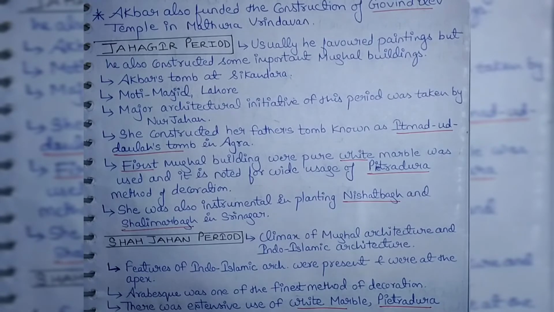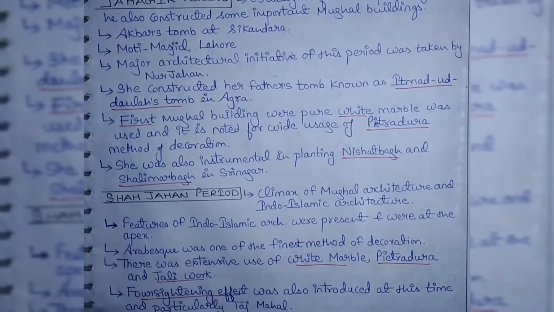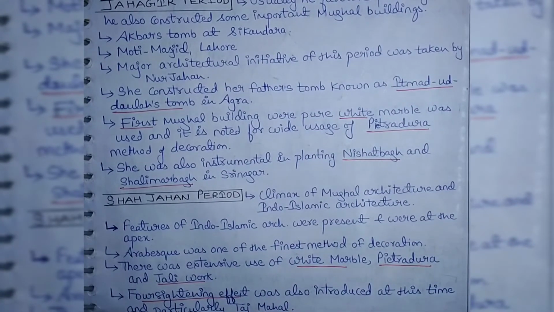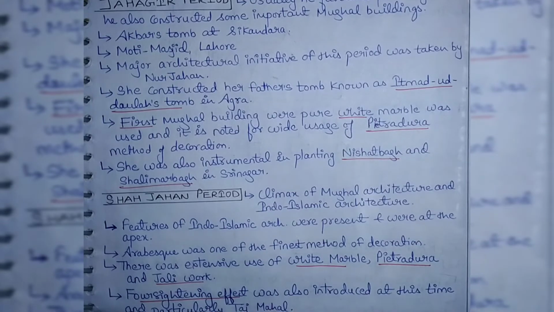This was the first Mughal building where pure white marble was used, completely pure, and it is noted for wide usage of the Pietra Dura method of construction. She was also instrumental in planting, and examples we can see are the Nishat Bagh and Shalimar Bagh in Srinagar.